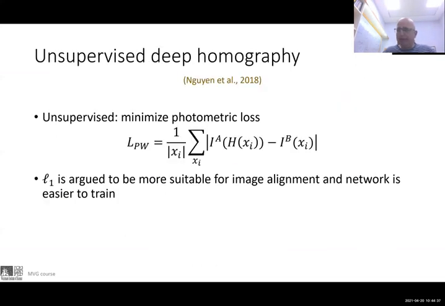Okay, finally, why did they use L1 norm? The idea is simple. L1 is more robust than L2. And so you expect that there will be some places where there is no match. For example, one image, when you apply it, doesn't see part of the scene that the other image sees, and vice versa. You don't want to penalize these parts too much. So that's the idea with L1.